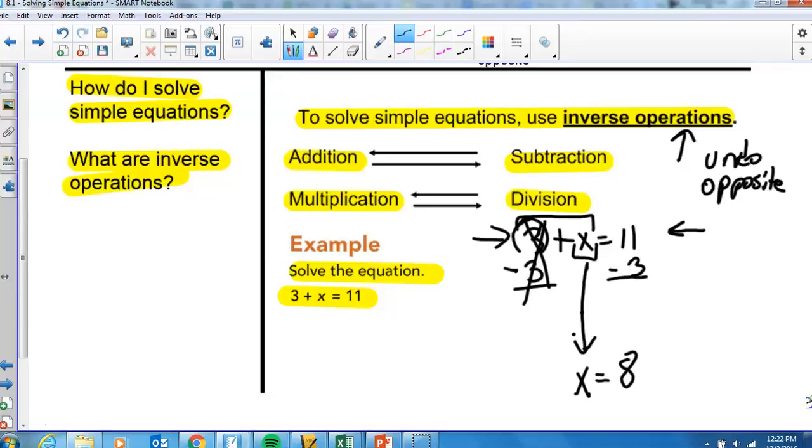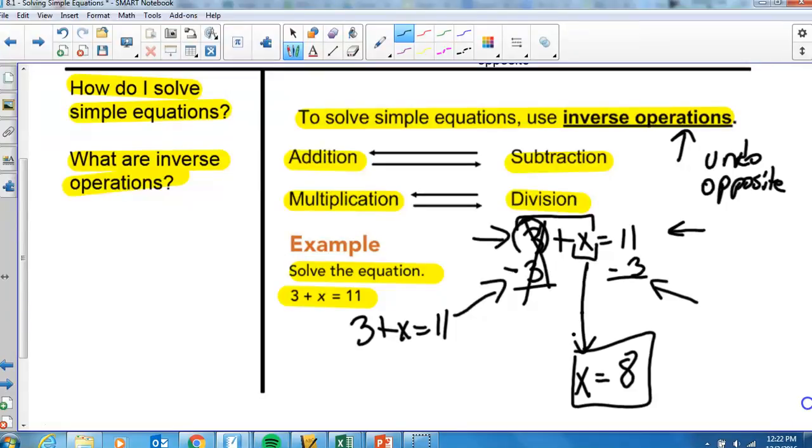Now, this is a one-step equation, a simple equation, because it takes one step. That one step was to subtract 3 from both sides. So this equation has an answer of x equals 8. Now, when you have an equation, you can take your answer, substitute it back in, and you have a built-in way to make sure that you have the correct answer. So I'm going to take my answer, and substitute it back in for x.